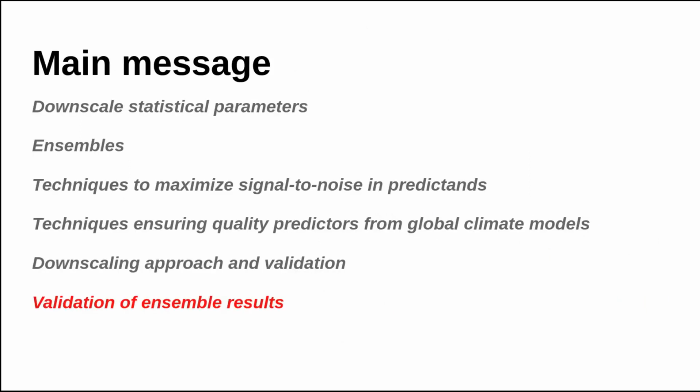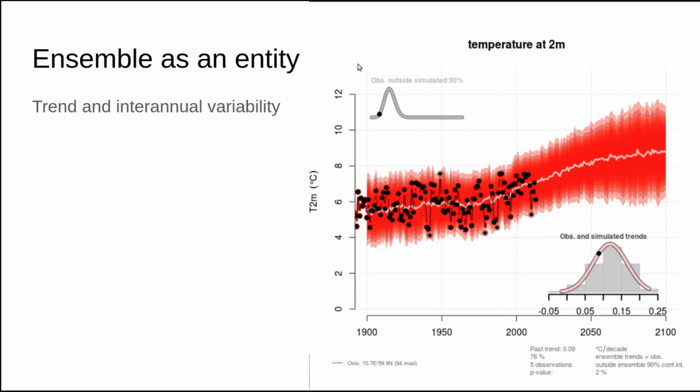Next, I want to talk about the validation of downscaled ensemble results, which is different from the downscaled results for a single model. Here's one example. This is the mean temperature in Oslo. The black symbols represent the observations, and the red hatched region represents the downscaled results of the CMIP5 ensemble. Here we have also marked in gray the 5th and 95th percentiles. Between these we expect 90% of the results to lie.